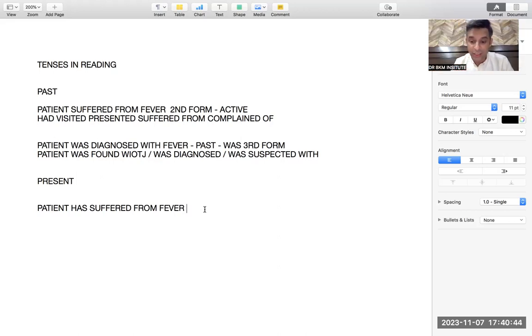Never say patient suffers from fever. Never say patient suffers from fever. Always say patient has suffered. Today, the patient has suffered from fever. Today, the patient has complained of fever. Today, the patient has undergone surgery. Always say words like this.